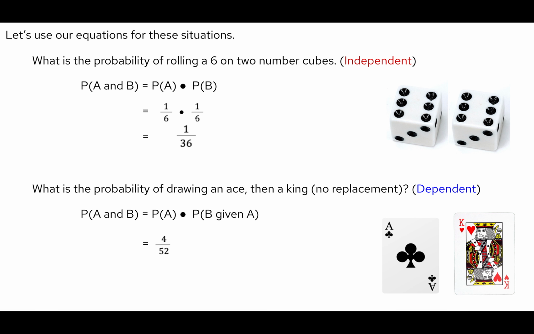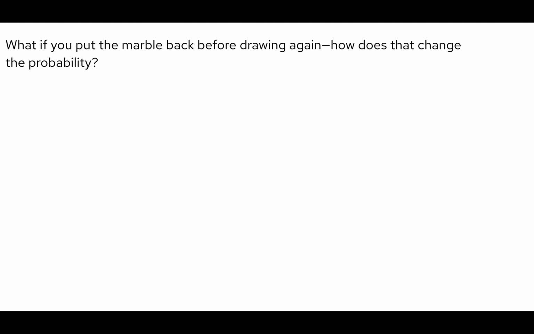For a king, there's also 4 kings, but I took the ace out. So how many cards are there? If you said 51, you're correct because I took 1 card away. So the product of the numerators and denominators, whoa, that's a big one. And we can simplify it to 4 out of 663, which doesn't look so simple to me, but it does tell me that that is not very probable. That means out of 663 times, I only get it 4.